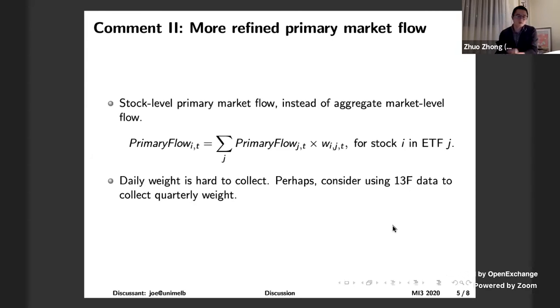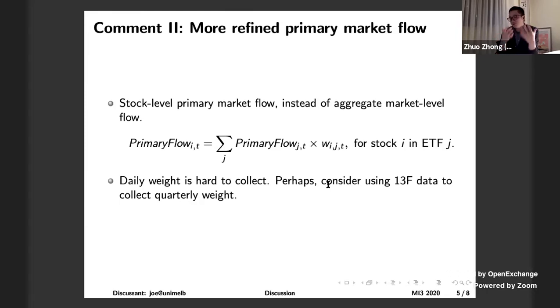Okay, so I think in the paper they also acknowledge that this might be a better measure to capture what they want to capture. But then the challenge is that the daily weight is hard to obtain, at least when I read the paper, it's still written in that way. But I would suggest that perhaps we can use the 13F data, which is quarterly report data, to get at least the quarterly weight.